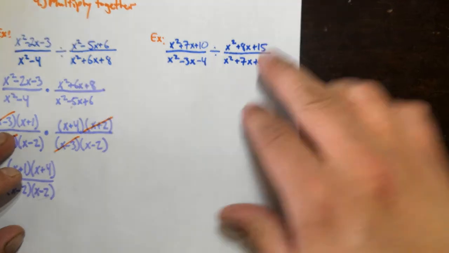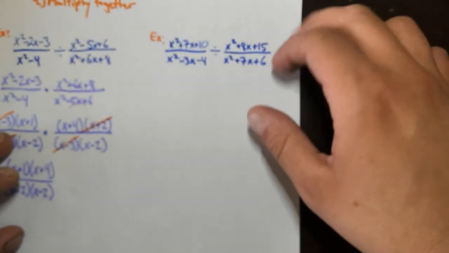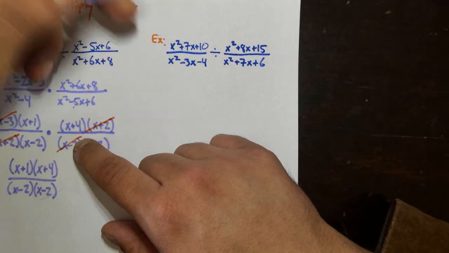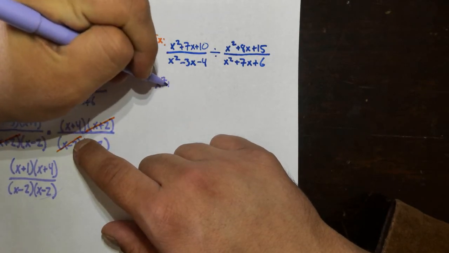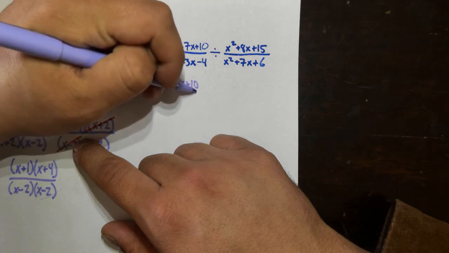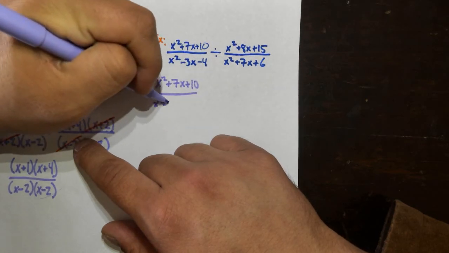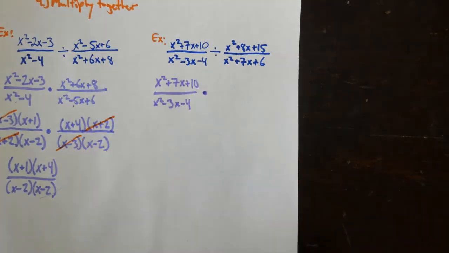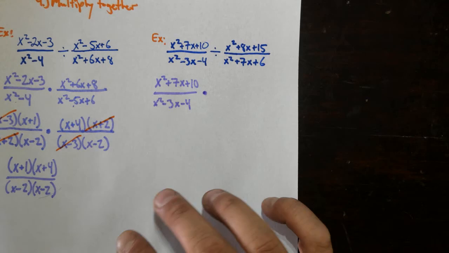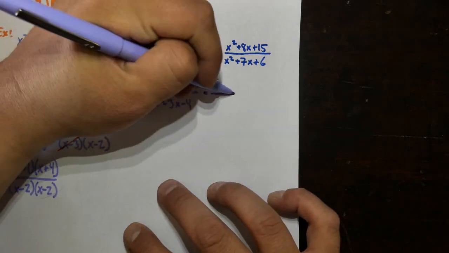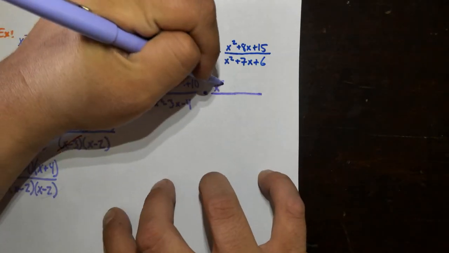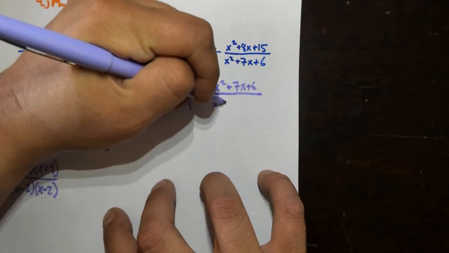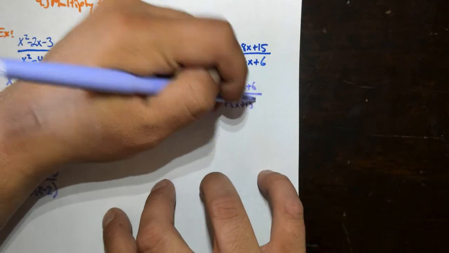So again, what we're going to do is take the reciprocal of the second one. So I'm going to go ahead and rewrite it. Remember, the first we don't do anything with. So we have x squared plus 7x plus 10 over x squared minus 3x minus 4, and then times, because remember, we want to flip the second one and then multiply instead of divide, x squared plus 7x plus 6 over x squared plus 8x plus 15.